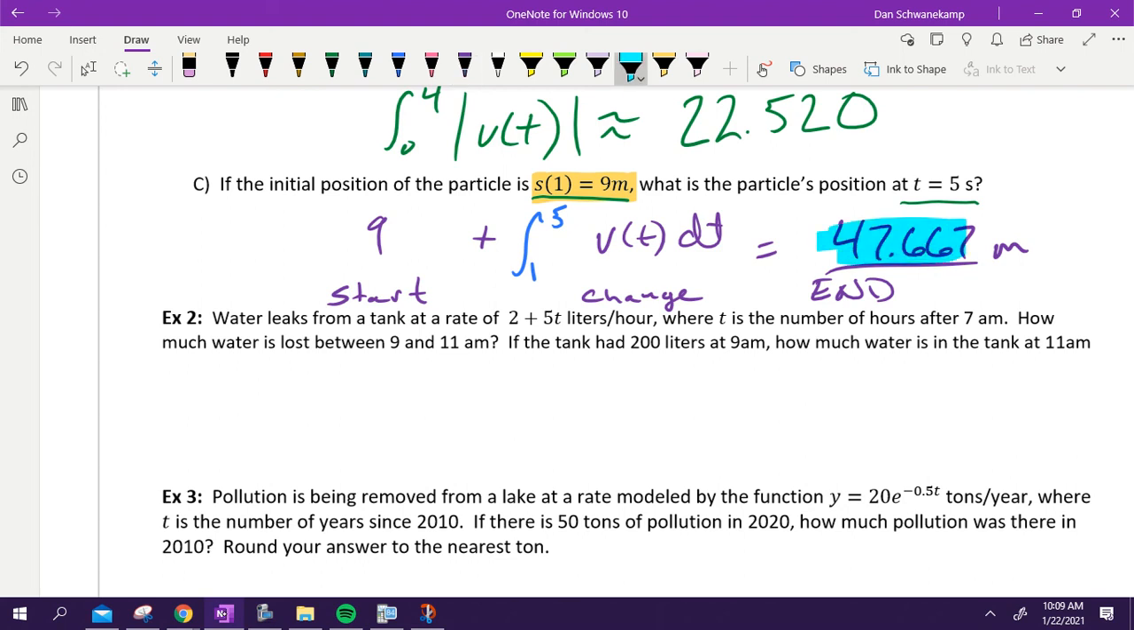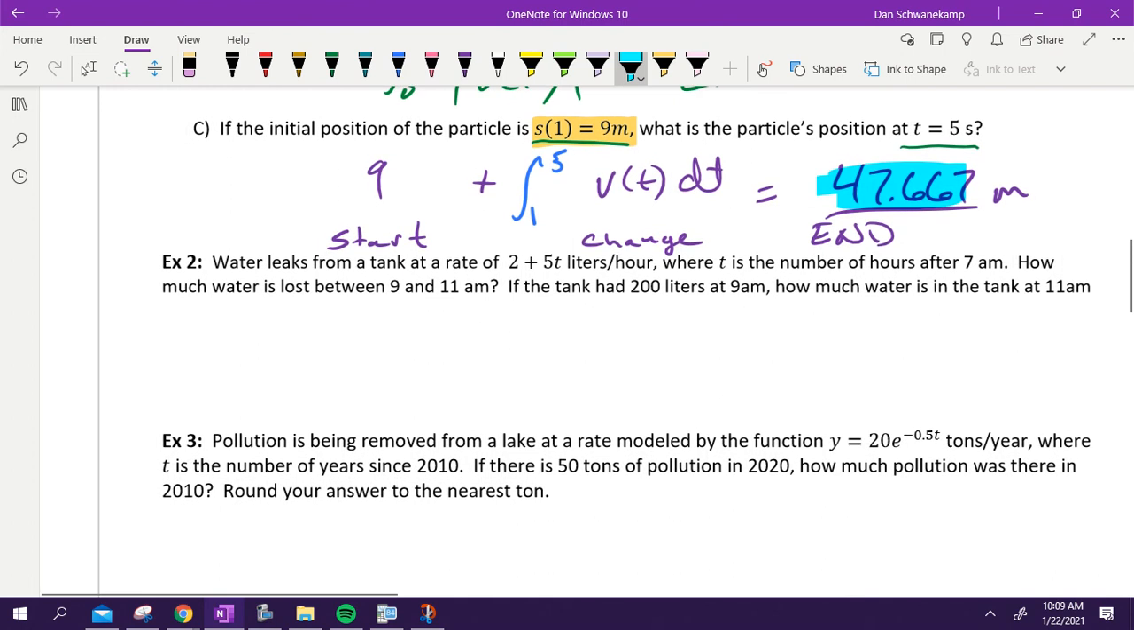Where did I start? How much did I change? That will tell me my ending amount. That last one is meters. Yes, they're all meters. Questions there? Let's look at number 2.